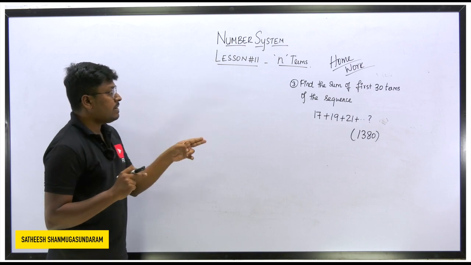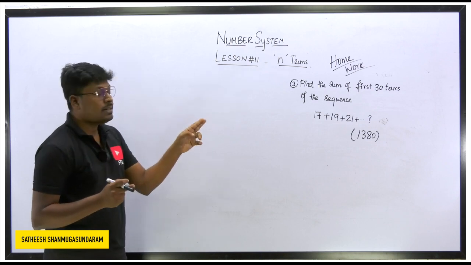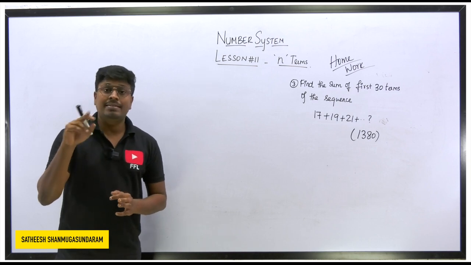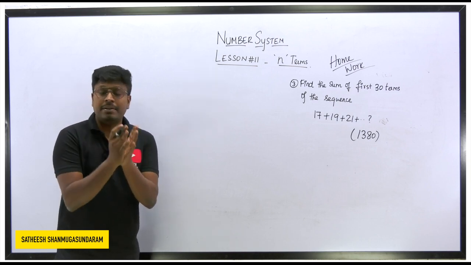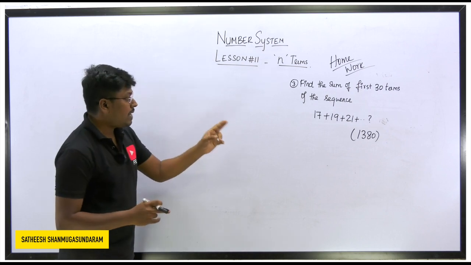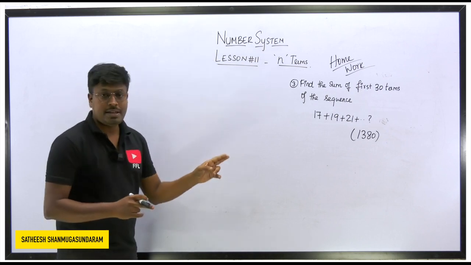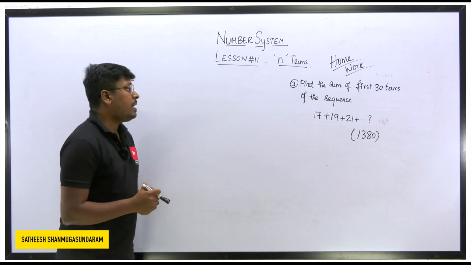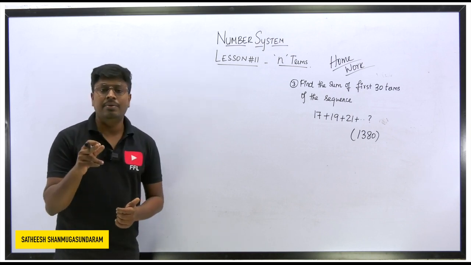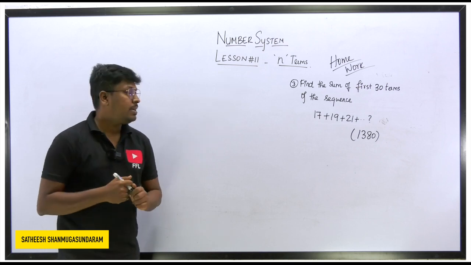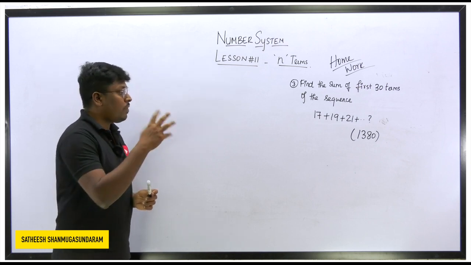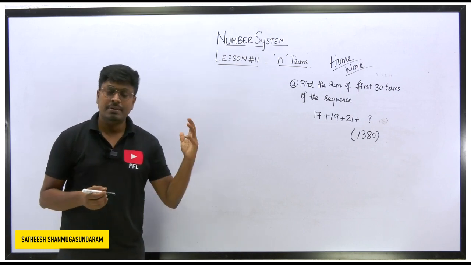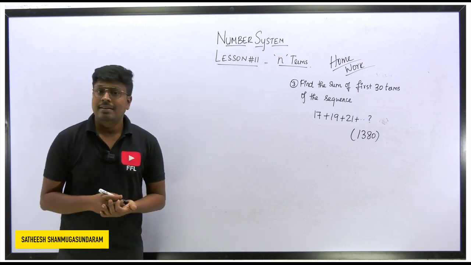Starting from 17, then 19, 21, the difference is 2, right? D is 2, and the value of A is 17, because always the starting number will be the value of A. So the value of A will be 17, D will be the difference, that is 2, and N will be up to 30 terms. So the value of N will be 30. Got it? If you substitute in the formula, then the final answer will be 1380. So solve it and check whether you are getting the answer or not.